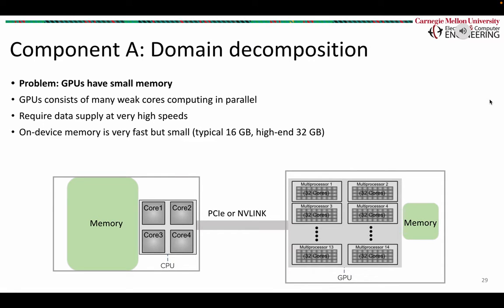Our goal is to perform large-scale convolutions on GPUs, but GPUs have small memory. GPUs consist of many weak cores computing in parallel and require data supply at very high speeds. The on-device memory is very fast but small, typically up to 32 gigabytes. This requires us to often transfer data between the host device and the GPU.